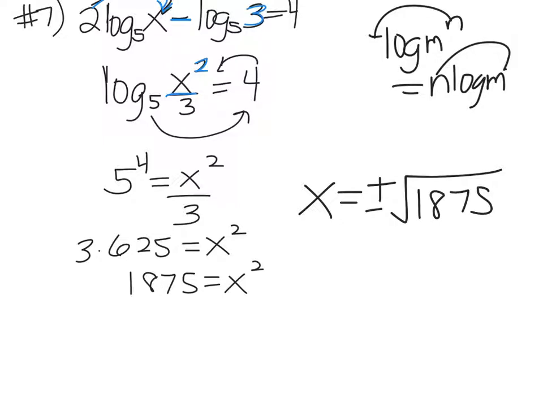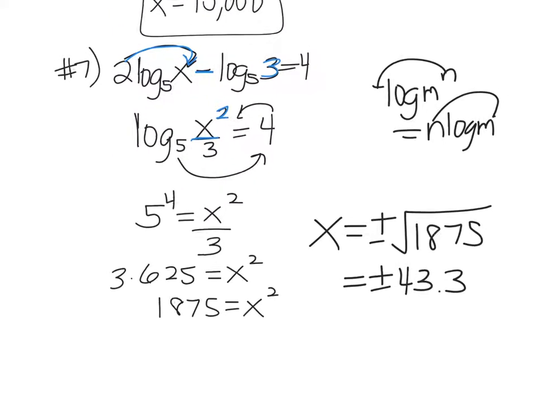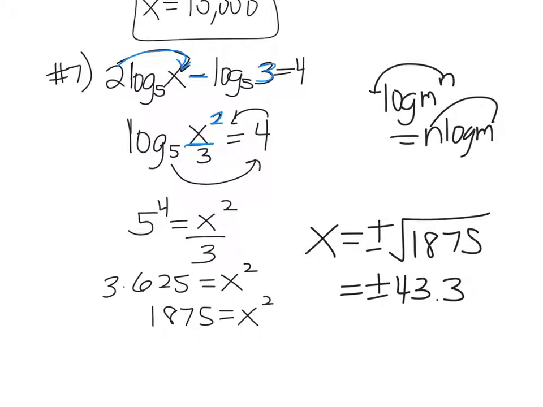1875. Okay, so I end up getting plus and minus 43.3. Except there's one little problem here. The negative 43.3 is extraneous. What is that? Extraneous is I did everything right. Do you remember the word extraneous? It's one of those solutions. Yeah, it's a solution that is an extra solution. It doesn't work when you plug it back in.